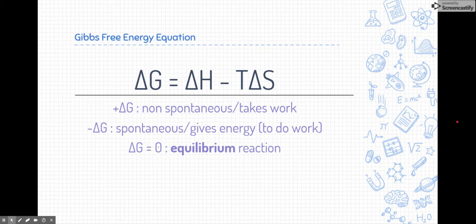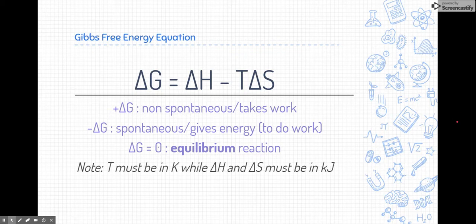If delta G is equal to zero, that means that the reaction is in equilibrium, which we'll talk about in the next slide. Just a quick note, T must be in Kelvin, so temperature must be in Kelvin, and enthalpy and entropy, delta H and delta S, must be in kilojoules. So you might need to do some conversions.